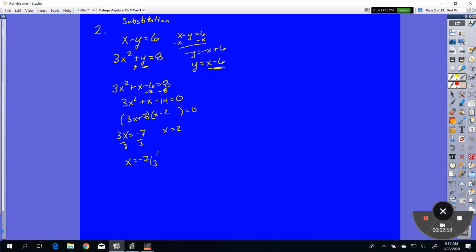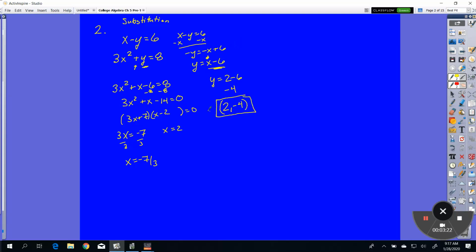So now you know what x equals. You've got to figure out what y is as well. So y equals 2 minus 6 because x is 2. So I've replaced this 2 back into this value right here. So 2 minus 6 is negative 4. So when x equals 2, y equals negative 4. That's one solution.